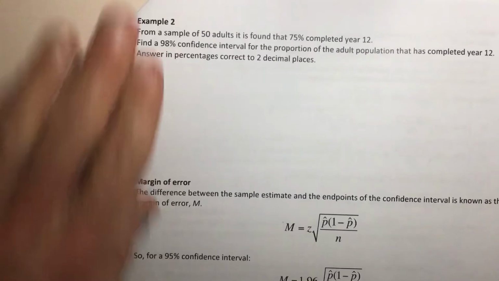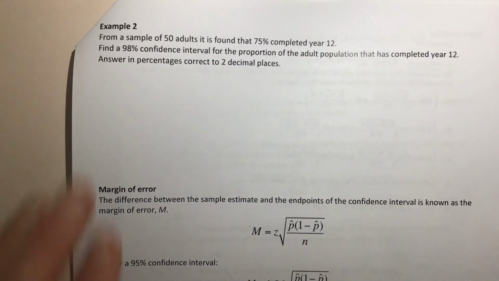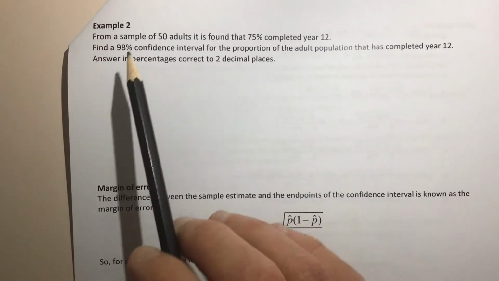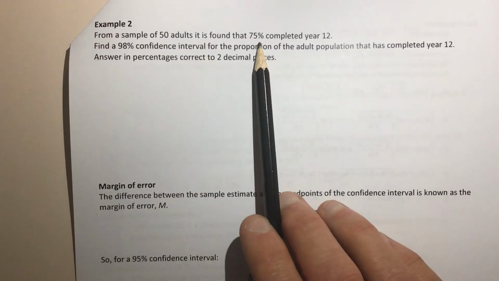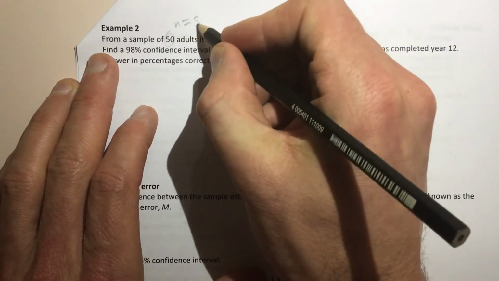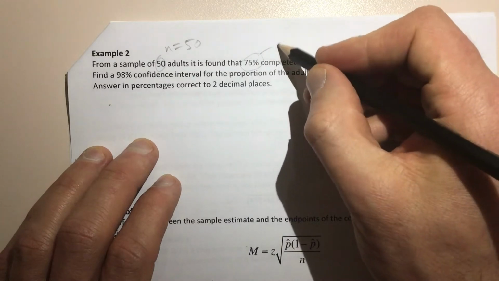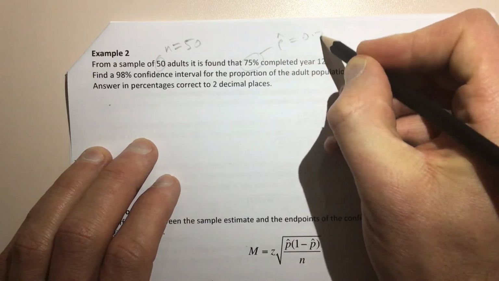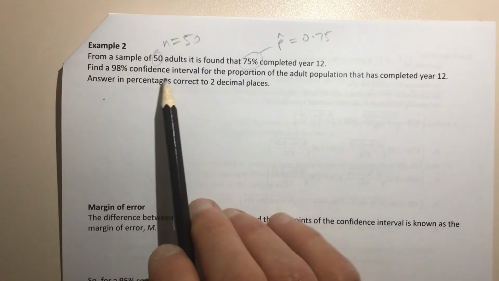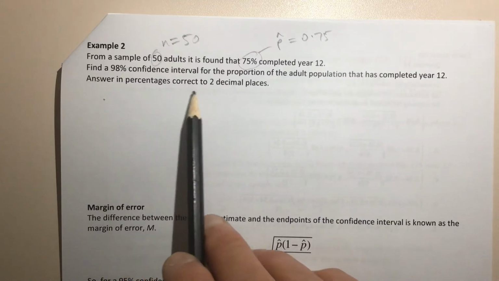All right, let's try another one. And this time we're going to be looking at a different percentage. It's not a 95% confidence interval, so we're going to have to work out that Z value. Okay, so here, from a sample of 50 adults, it's found that 75% of them completed year 12. So we've got our n equals 50, and that's a sample proportion, so p hat equals 0.75. We've got to find a 98% confidence interval for the proportion of the adult population that has completed year 12. Answer in percentages correct to 2 decimal places.